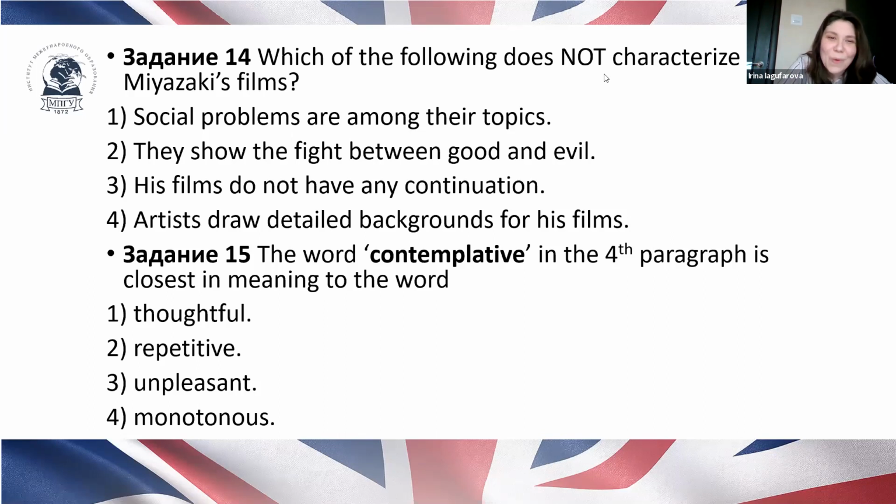I see that someone has written it's too hard. Yes, this one is very complicated. So here you should analyze. If you don't know this word, you should guess it from the context. Analyze each word.